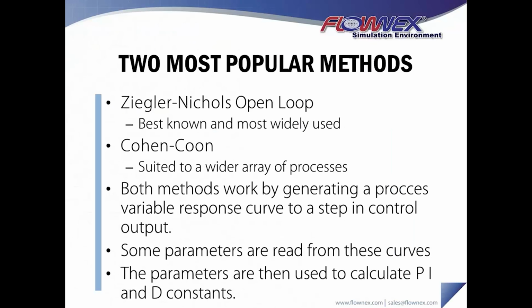Some of the most common methods use the step response of a system to calculate PID constants. Two of these methods are the Ziegler-Nichols open loop method and the Cohen-Kuhn method. The Ziegler-Nichols method is probably the most widely used because it's quite simple to calculate. The Cohen-Kuhn method involves a bit more calculations, but it is still easy to use and it is suited to a wider array of processes.